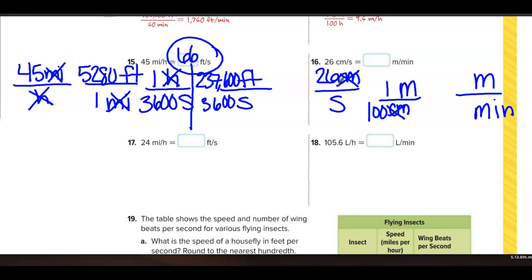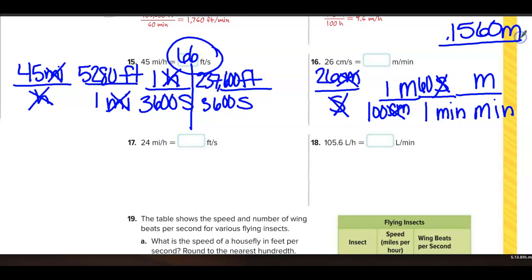Then since seconds is on bottom, I'm going to put it on top, and I want my bottom label to be minutes. There are 60 seconds in 1 minute. So I'm going to cross off my seconds label. On top, I have 26 times 1 times 60, which is 1,560. On bottom, I have 100 times 1, which is just 100. So since I have a number on top of a number, I'm going to divide. I get the answer of 15.6 meters per minute.